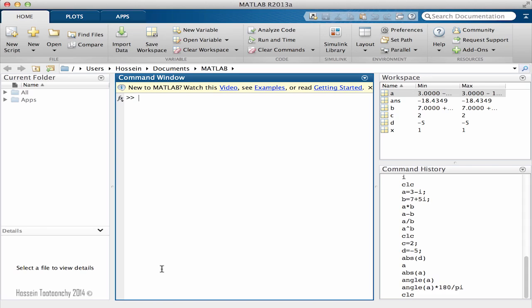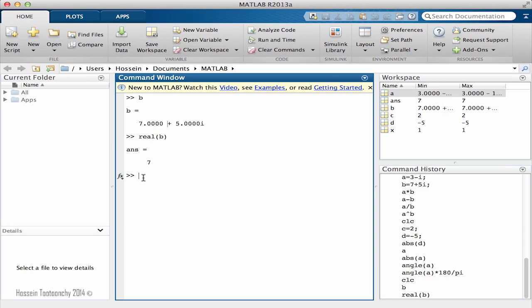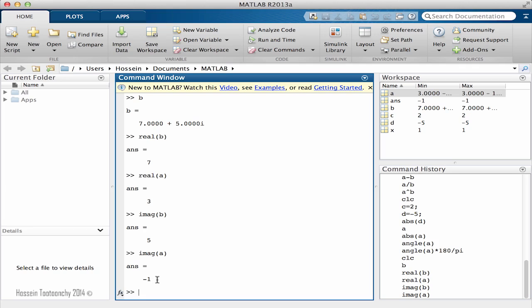The next one that I would like to talk about is a function called real. Before that, let me type b here. Now this is b. If I type real of b, as you might guess, it will bring only the real part of it. Or real of a. If you remember, the real part was 3. We can do the same with the imaginary part. The function to deal with that is imag. If I do imag of b, it will return 5, and imag of a is going to return minus 1.